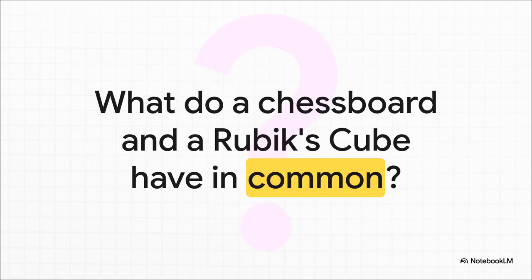So, let's start with a question. What do a chessboard and a Rubik's Cube actually have in common? And no, this isn't a riddle. They're perfect, real-world examples of the mathematical powers we're about to explore. See, one lives in 2 dimensions, the other in 3, and they both hold the key to our entire journey today.